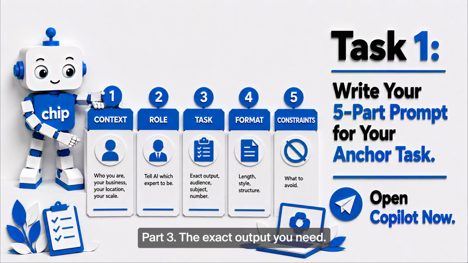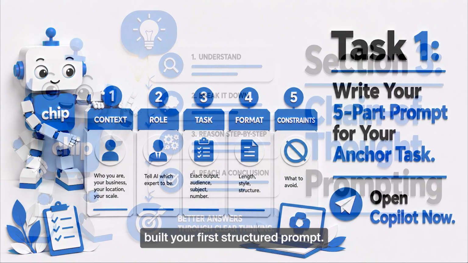Part 3, the exact output you need. Part 4, the format, length, structure, tone. Part 5, what to avoid. Type it into Copilot. Read what comes back. Compare it to what you would have got from a one-line prompt. Notice the difference. You have now built your first structured prompt.